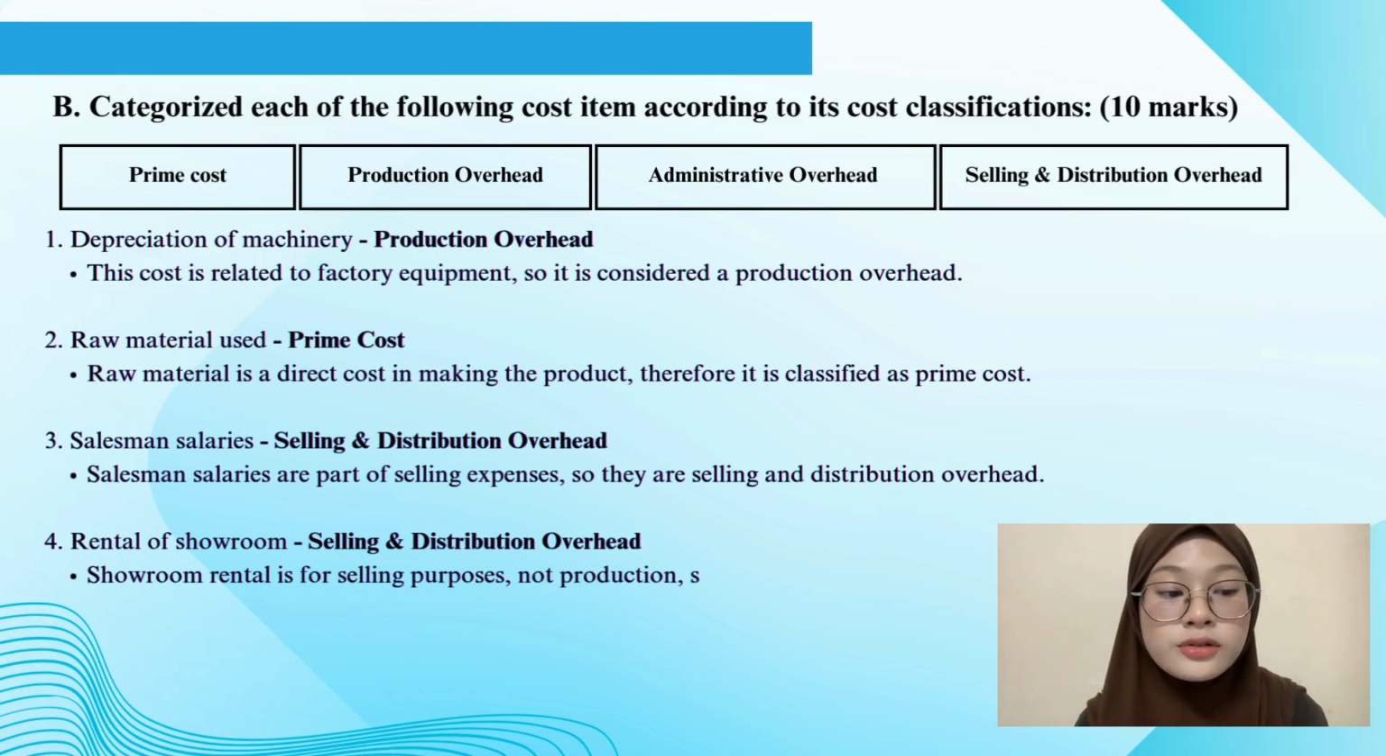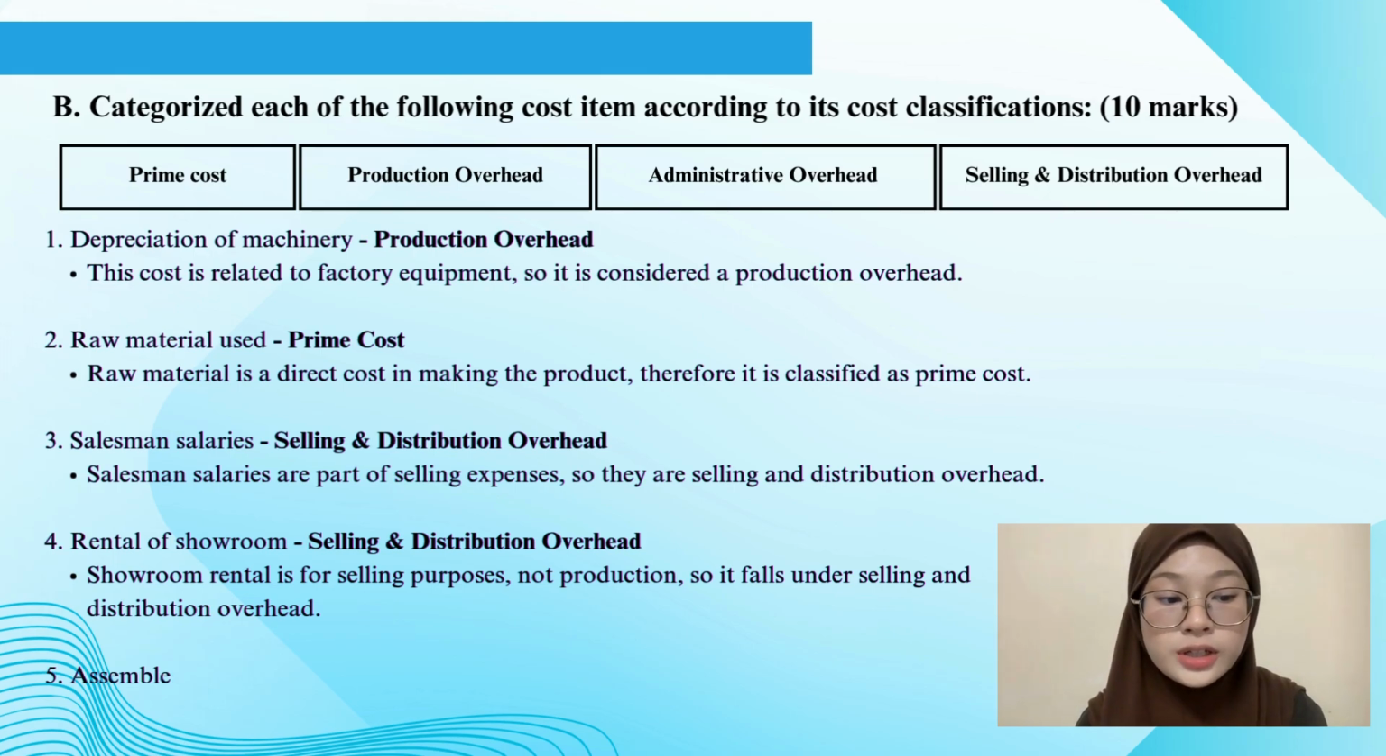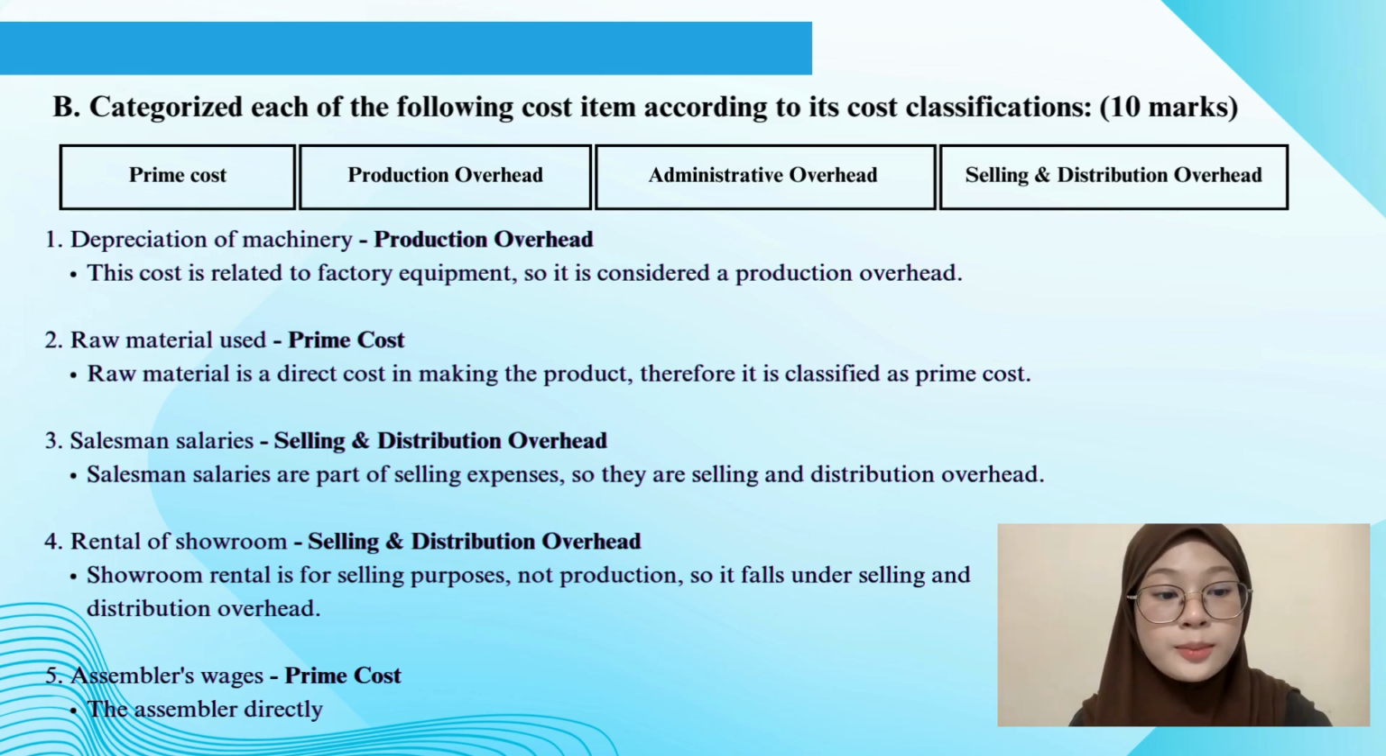Number 4. Rental of showroom is a selling and distribution overhead. Showroom rental is for selling purposes, not production, so it falls under the selling and distribution overhead. Number 5. Assembler wage is a prime cost. The assembler directly works on the product, making their wage a prime cost.